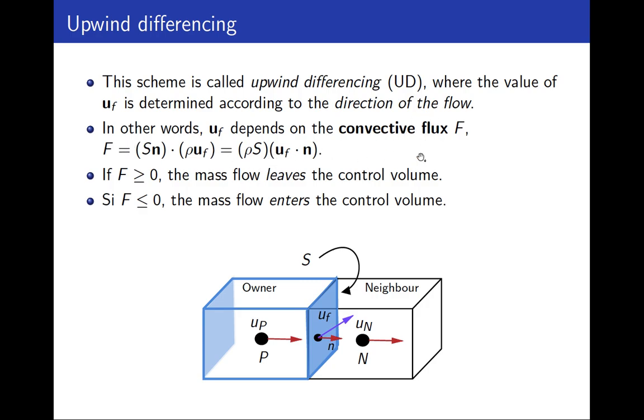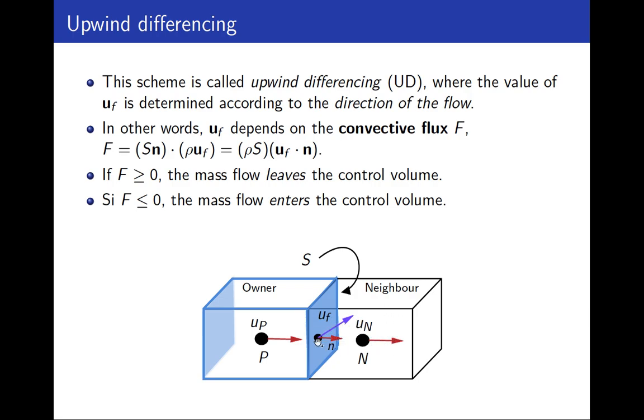But this quantity F is going to be useful to obtain the values of the velocity at the cell faces. F has a physical meaning, as I was saying. It is related to the mass flow. In this kind of interpolation scheme, we distinguish between cells. Here we have the cell with centroid P. This cell is called the owner. Then the cell next to it is called the neighbor.